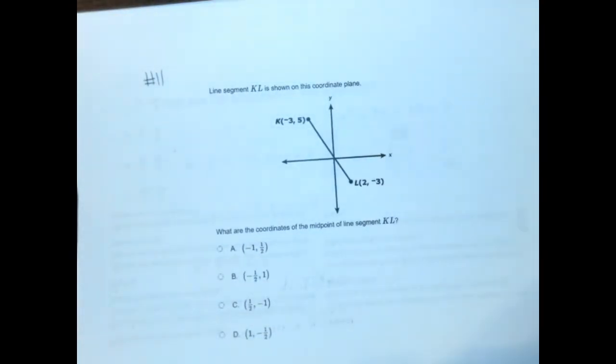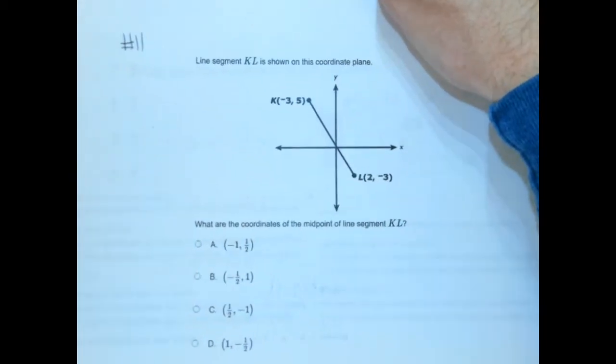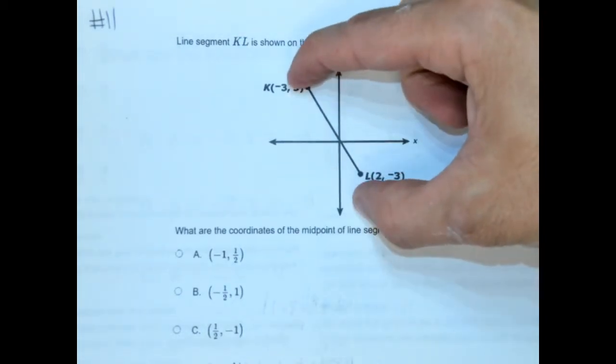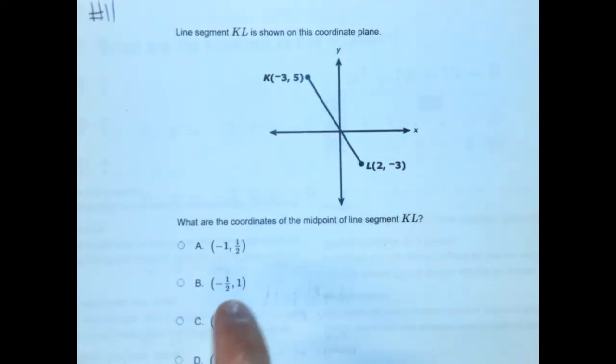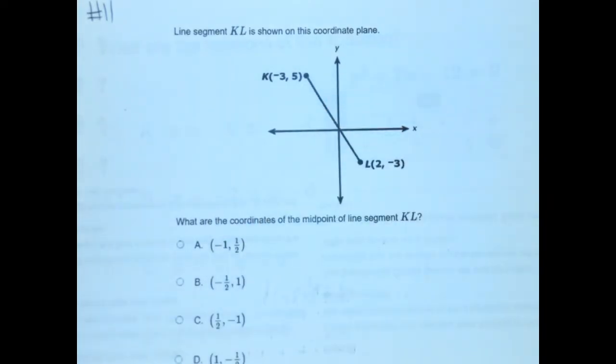All right, let's look at number 11. Okay, number 11. So, yeah, okay, here we go. So, line segment KL, I'll zoom in a little more. Line segment KL is shown on this coordinate plane. So we have the two endpoints of a line segment, K and L. What are the coordinates of the midpoint of the line segment KL? So we're looking for the midpoint. We're looking for the point that lies in between these two endpoints.